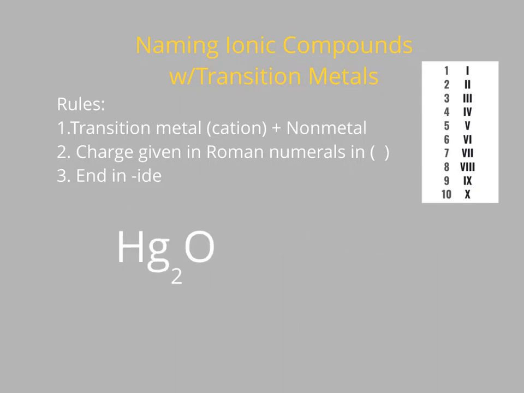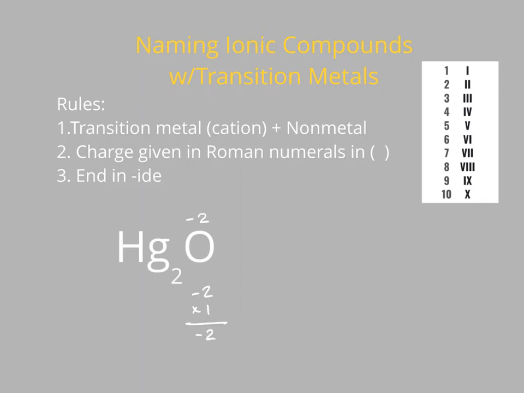Here we have Hg2O, so two mercuries bonded to an oxygen. Again, our mercury is a transition metal, so we don't know the charge, but we have to include that in our name, so we have to work backwards from oxygen, whose charge we do know. We know oxygen always takes on a -2 charge in ionic compounds, and we only have one oxygen, so our overall negative charge for this molecule is -2.